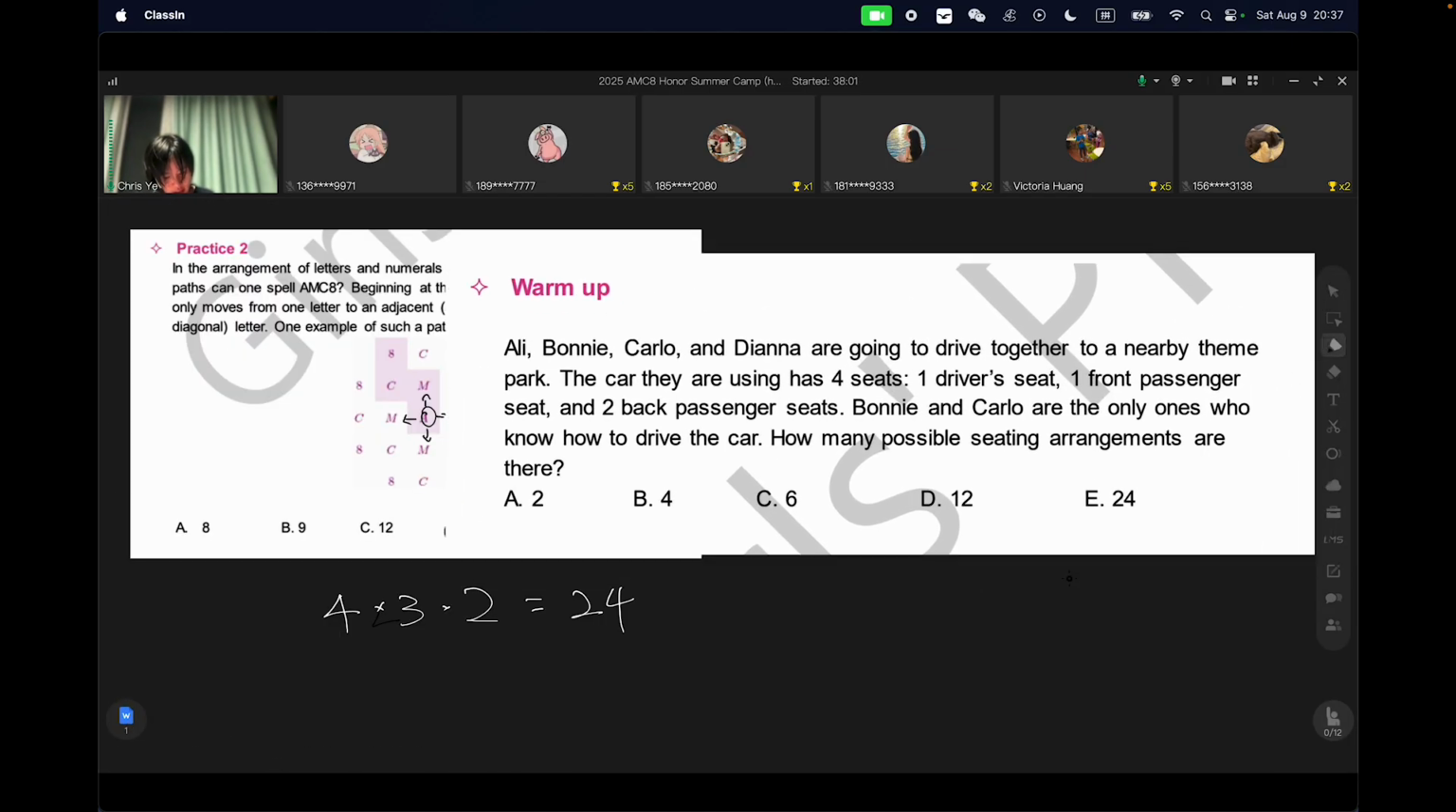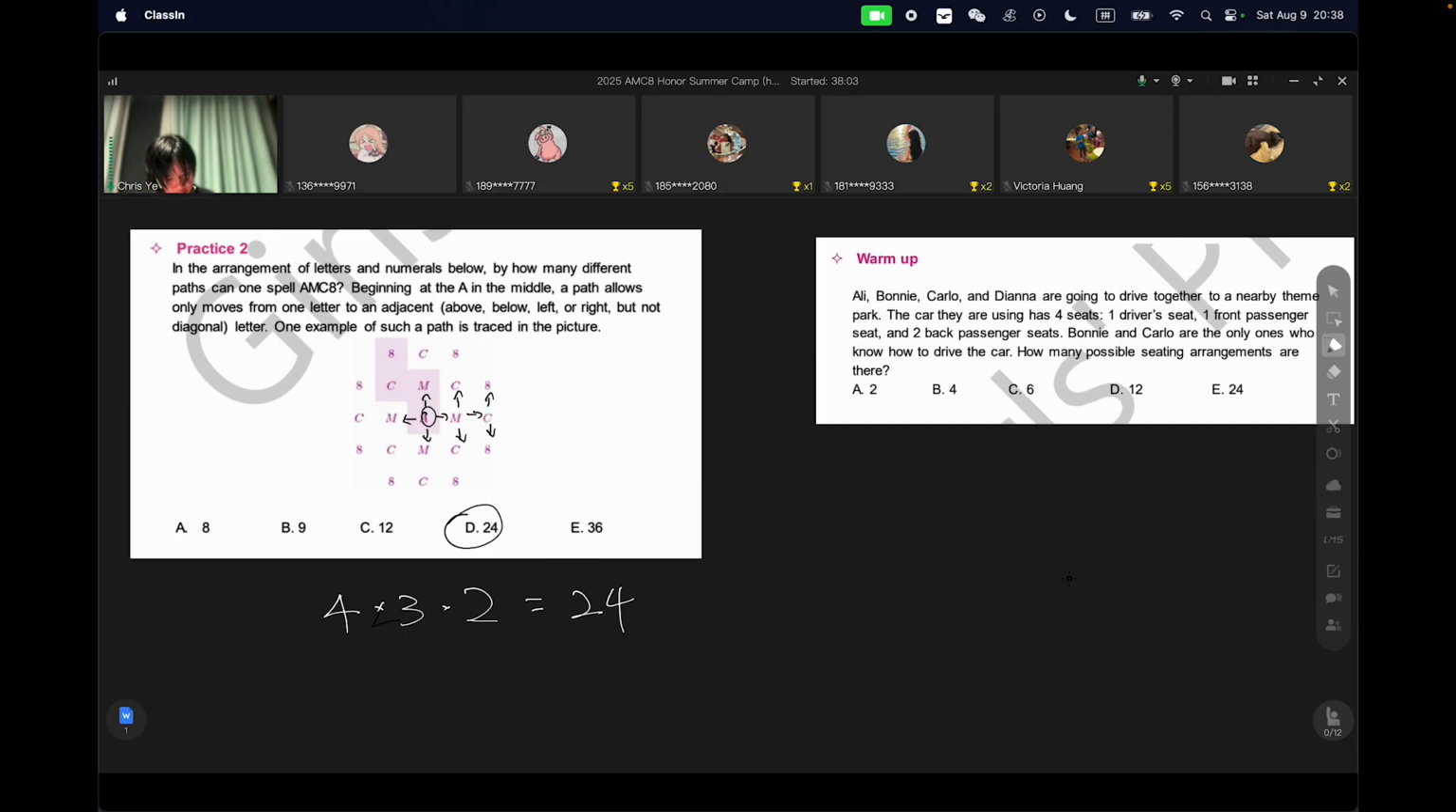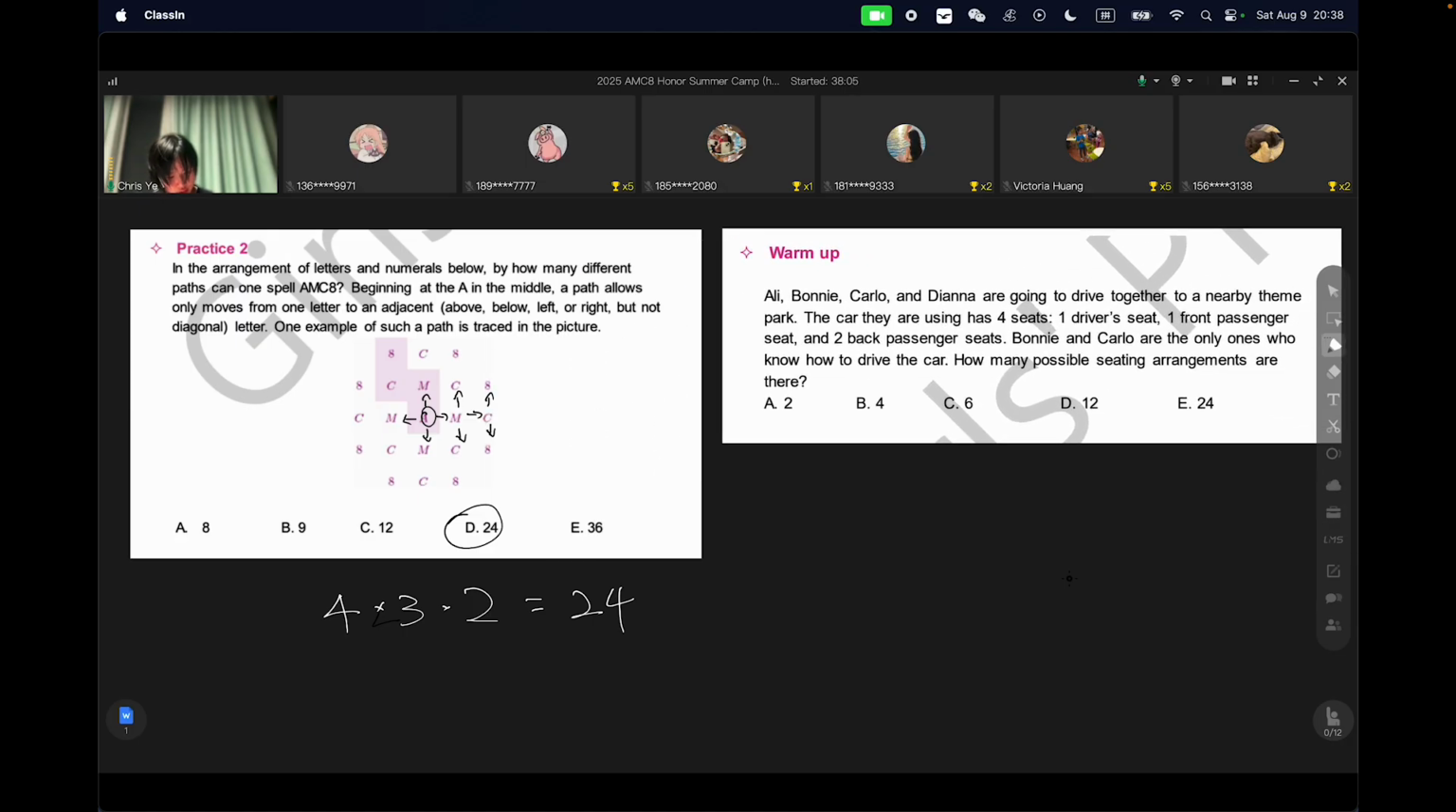It says that Ali, Bonnie, Carlo, and Diana are going to drive together to a nearby theme park. So A, B, C, and D. And the car they are using has 4 seats: 1 driver's seat, 1 front passenger seat, and 2 back passenger seats. Bonnie and Carlo are the only ones who know how to drive the car. How many possible seating arrangements are there?